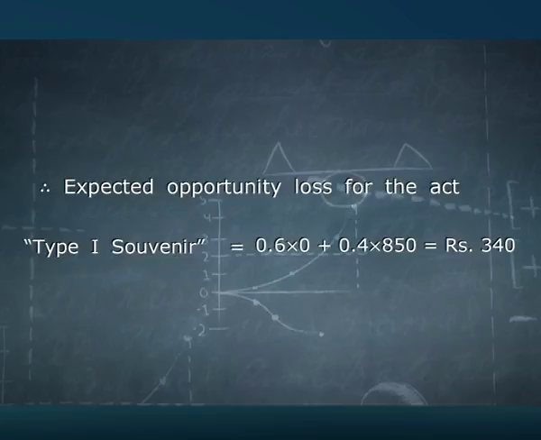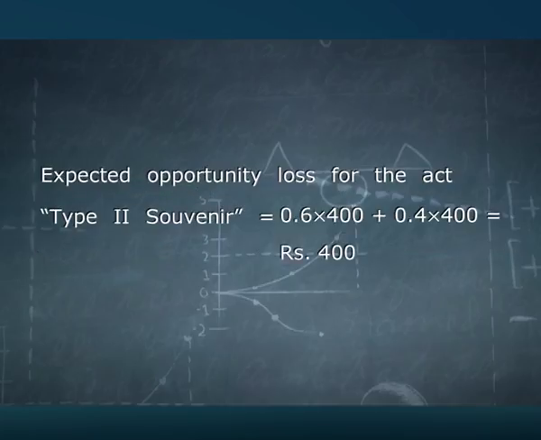Therefore, the expected opportunity loss for the act type 1 souvenir will be equal to 0.6 times 0 plus 0.4 times 850, which is equal to rupees 340. Now, the expected opportunity loss for the act type 2 souvenir will be equal to 0.6 times 400 plus 0.4 times 400, which will be equal to rupees 400.